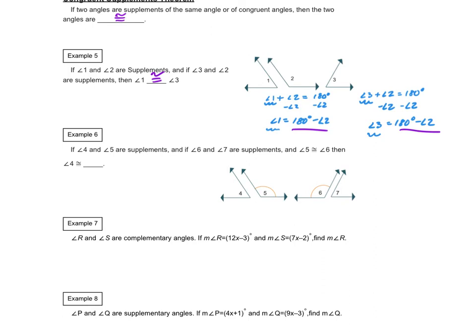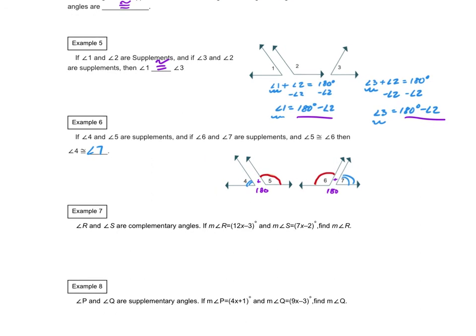And then here, if angle 4 and 5 total 180, if angle 6 and 7 total 180, and angle 5 and angle 6 are congruent, that makes angle 4 congruent to angle 7. So there you go. Angle 4 is congruent to angle 7.